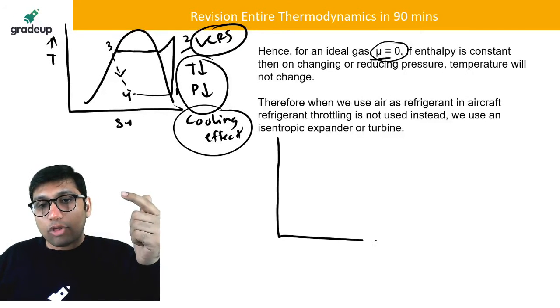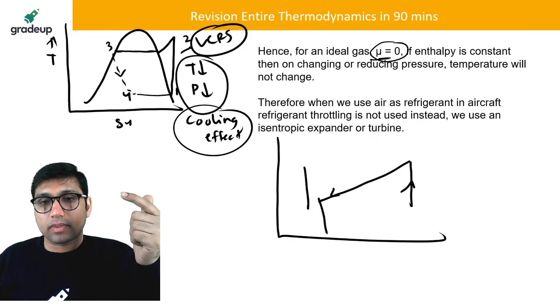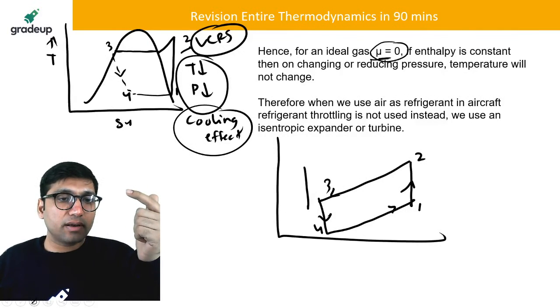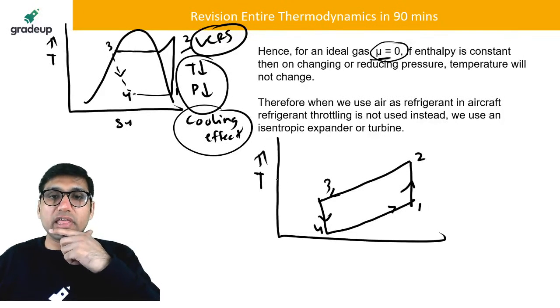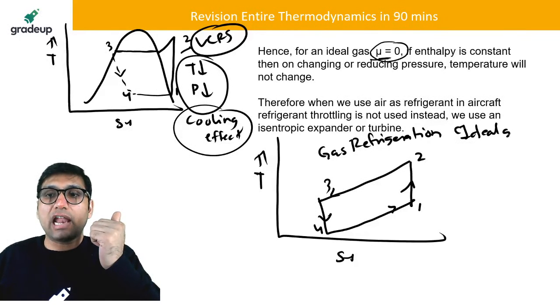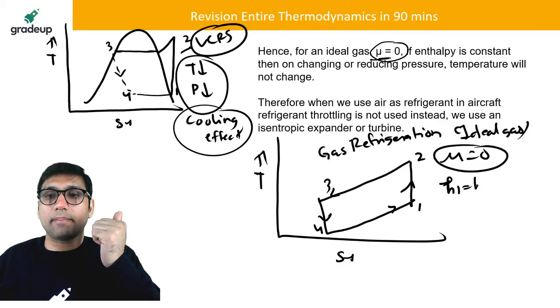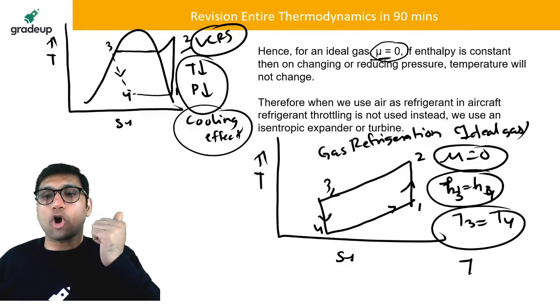But in case of gas refrigeration, we don't use a throttling process. Why? The reason is very simple. Because in gas refrigeration, we use ideal gas. And for ideal gas, Joule-Thomson coefficient is 0. Enthalpy is constant, and as enthalpy becomes constant, the temperature will be constant. So there will be no drop of temperature.